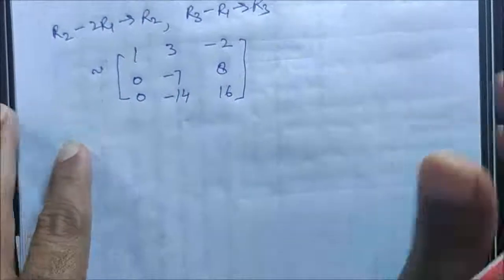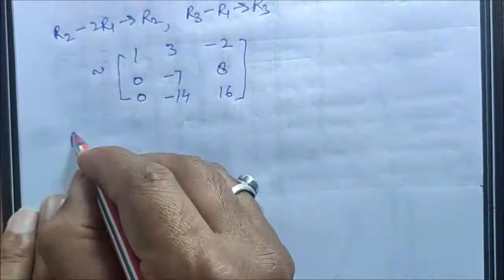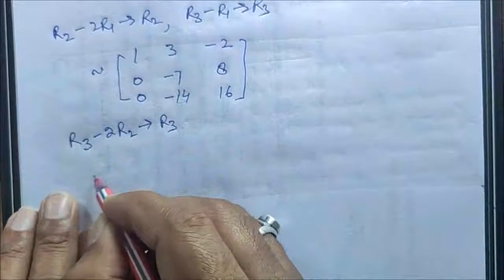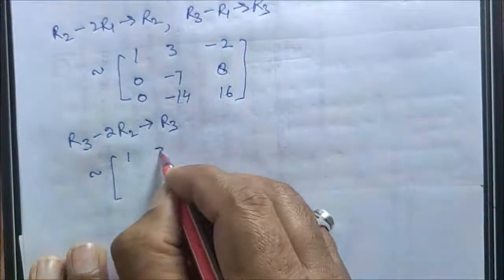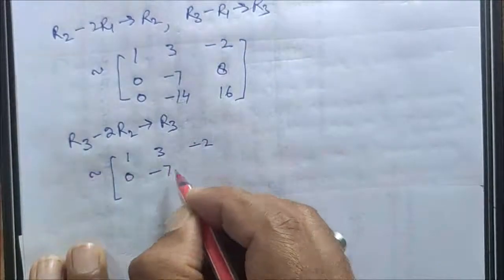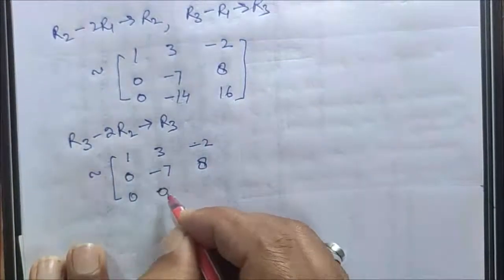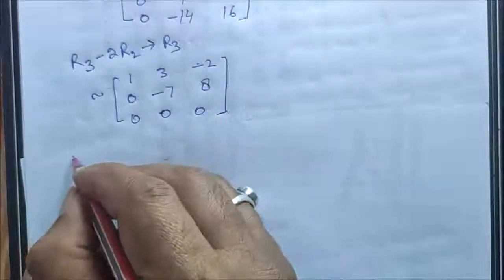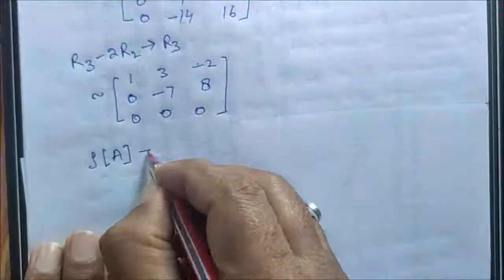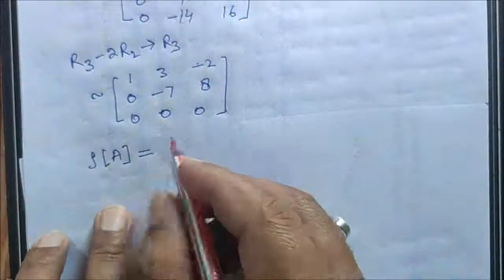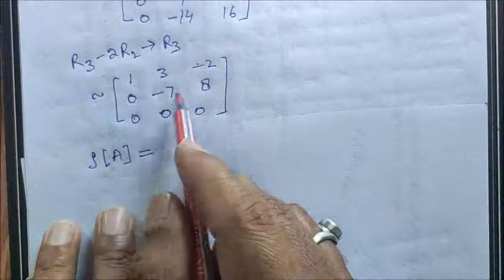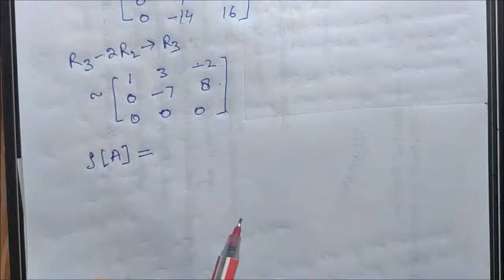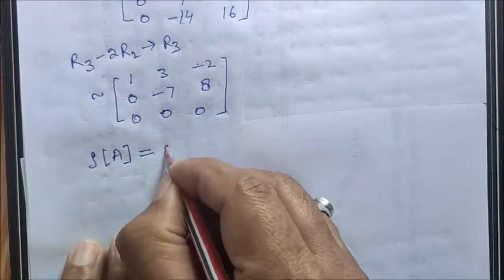Now again, using this element, you reduce this element to be 0, for which you apply the operation R3 minus 2R2 implies R3, and thus this matrix reduces to 1 3 minus 2, 0 minus 7 8, 0 0 0. Therefore now it is the required echelon form, and so the rank of A is equal to the number of non-zero rows in the echelon form. There are 2 non-zero rows, so rank of A is equal to 2.